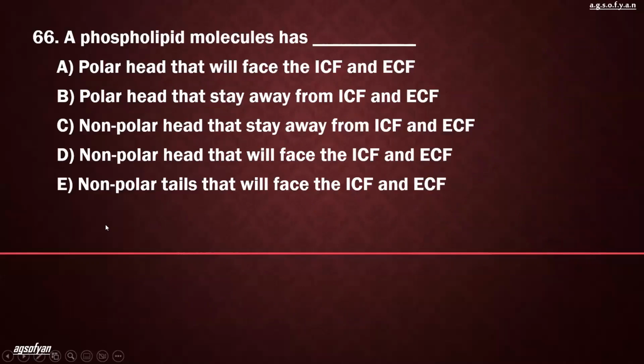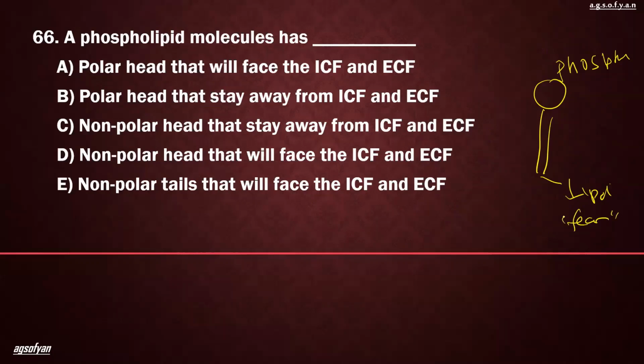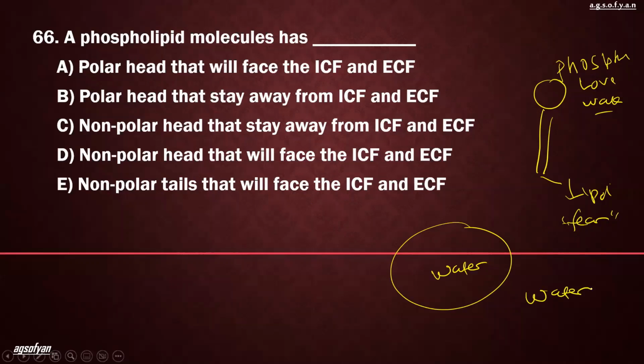A phospholipid molecule has, remember, the head is a phosphate head and the tail is lipid. Okay, so the tail is hydrophobic, fear water. The head is hydrophilic, love water. And remember, for the cell membrane, inside the cell is water, and outside the cell there is water. So how do you think this phospholipid molecule will be arranged in the cell membrane? Would it be A? The head facing water inside, and the other head facing water outside. So the polar head will face the ICF and ECF. That's correct, because the head loves water and we have water over here. We also have water outside. That should be the correct answer.